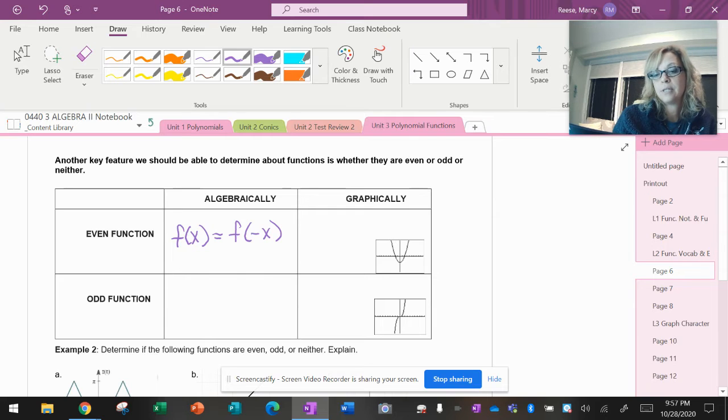How do I know something's even graphically? It is symmetric over the y-axis.